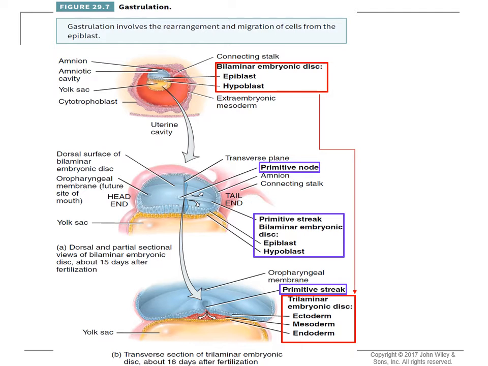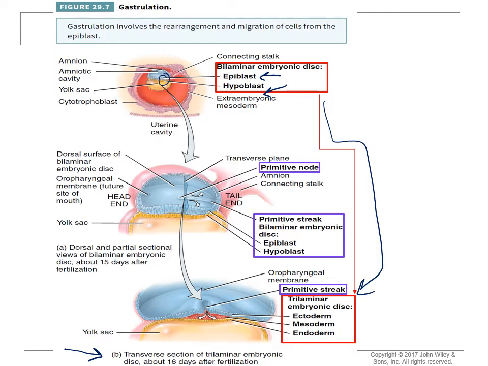So here this figure explains gastrulation, just like we talked about it in the previous slide. Gastrulation involves the rearrangement and migration of cells from the epiblast. This figure shows a transverse section of a trilaminar embryonic disc about 16 days after fertilization. In the process of gastrulation, the bilaminar, 2-layered embryonic disc consisting of the epiblast and the hypoblast is going to transform into a trilaminar embryonic disc, as we can see here.